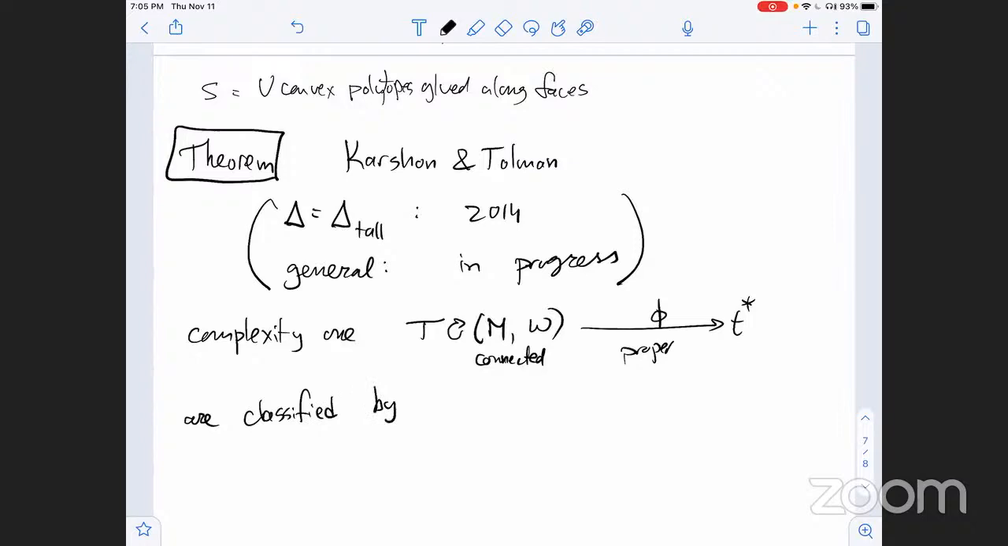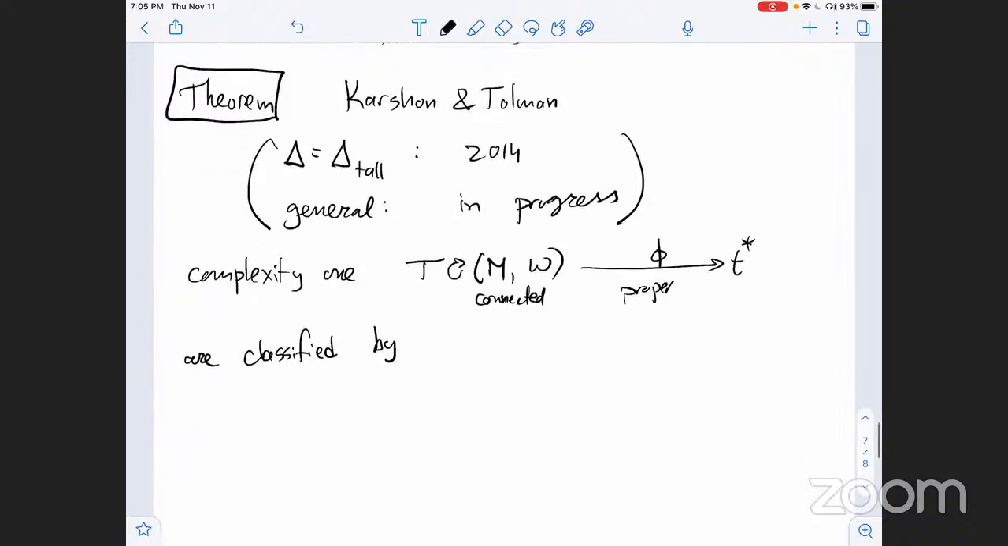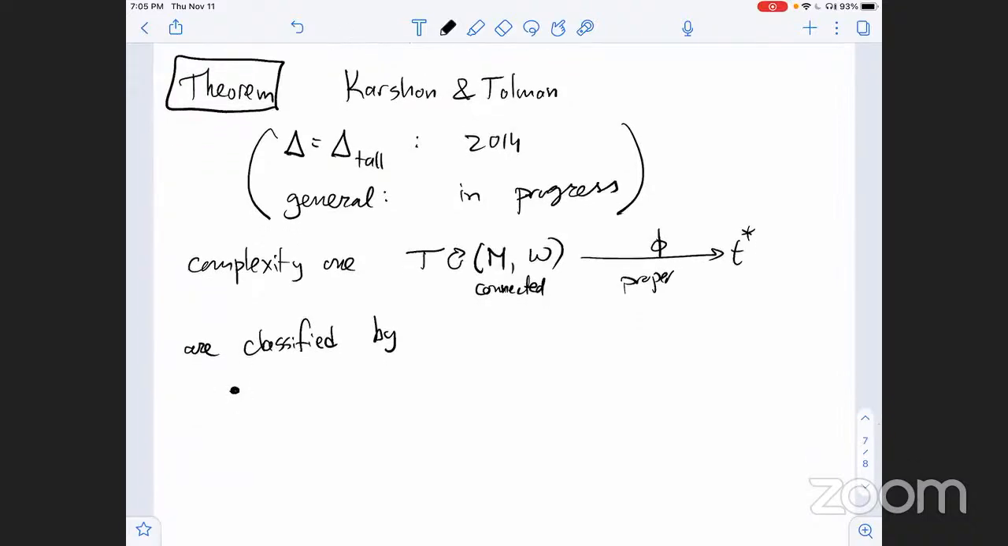And these are classified by the following data. All the data we've already talked about, and let me just make the list here. First of all, the momentum image, which is a convex polyhedral subset of T star. Second, the Duistermaat-Heckman measure. Of course, this information is redundant: if you know the Duistermaat-Heckman measure, its support is the momentum image. And the Duistermaat-Heckman measure is piecewise linear. Next comes the genus of the reduced spaces.